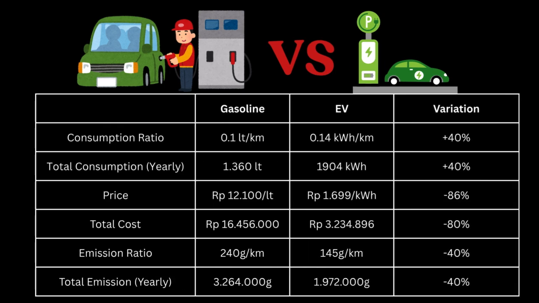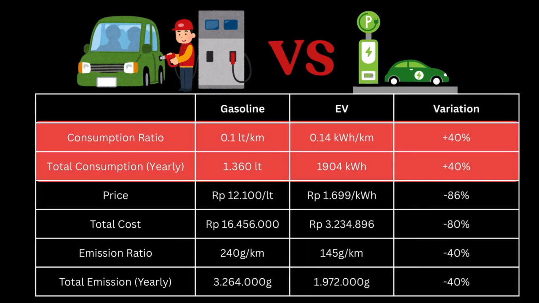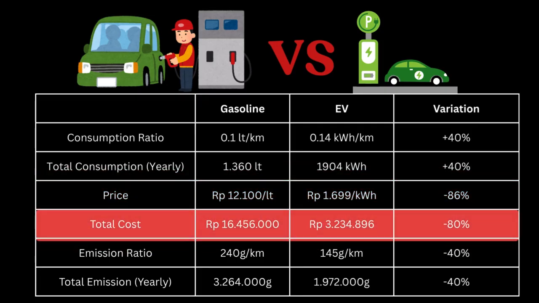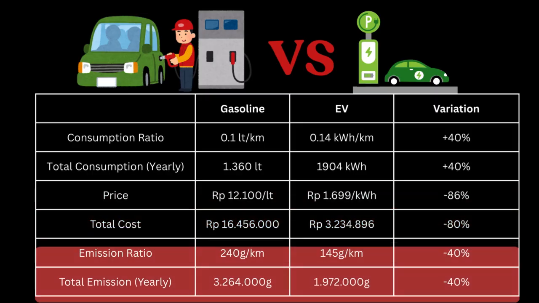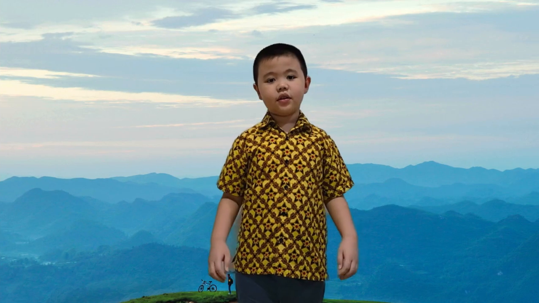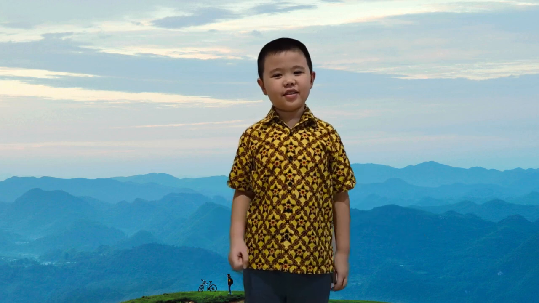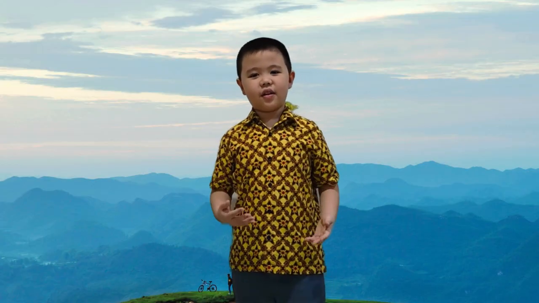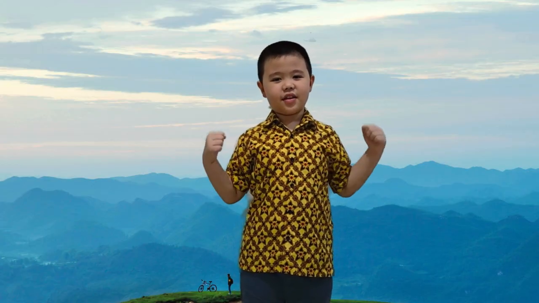Even though the consumption ratio, the total consumption, is increasing by 40% when we use electric cars, the price of electricity is much cheaper. So the total cost when we use electric cars is decreasing by 80%. The emission per kilometer and the total emission also decrease by 40% when we use electric cars. So there's a lot of advantage if we use electric cars. We can save our money, and we can also reduce carbon dioxide for the health of our earth.